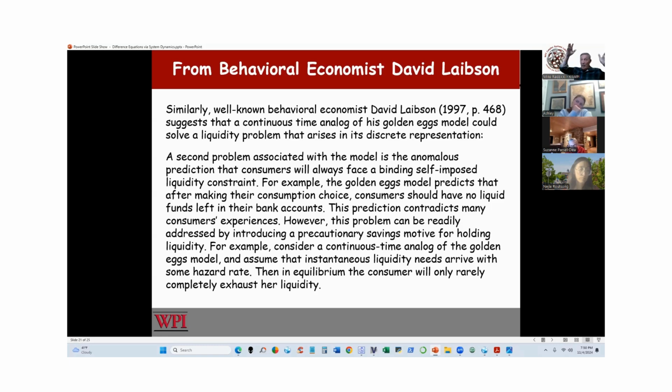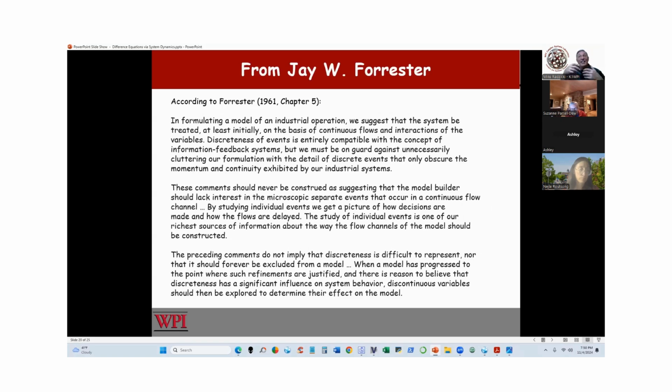So he is one of the big cheeses in behavioral economics, and he's saying, yeah, we work in discrete time, but it's okay to consider going to continuous time. Forrester is saying we work in continuous time, but it's okay to go to discrete time. So we got big cheeses saying, hey, it's okay, calm down, don't be afraid.